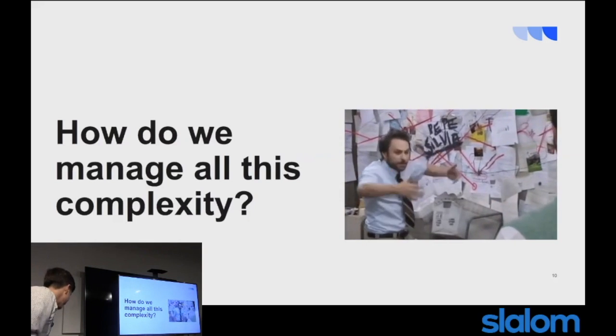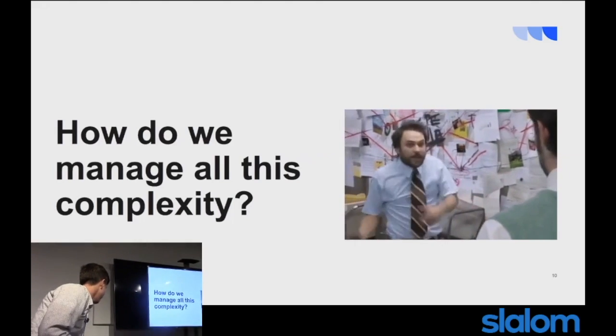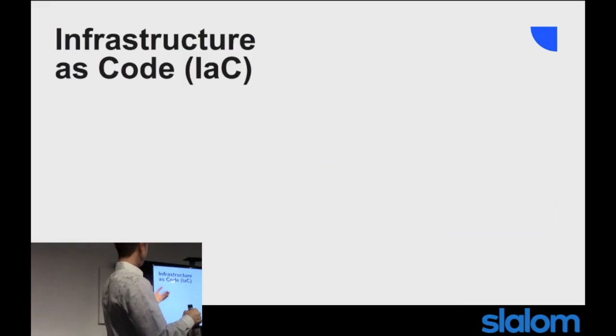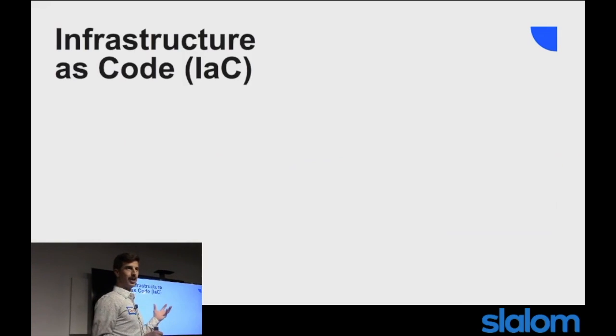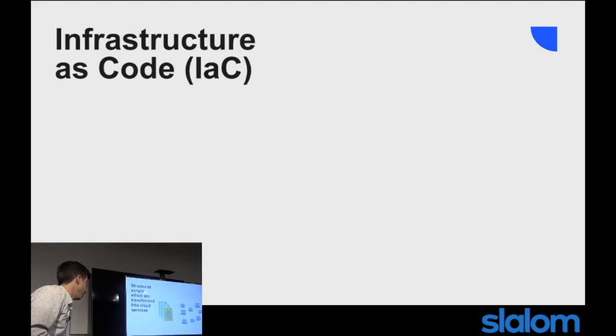So we're dealing with this complexity, and we have to figure out what to do. This is where the concept of infrastructure as code comes into play. We've seen all this complexity starting to take place, and we're trying to figure out how to manage it and make it repeatable. So what is the concept of infrastructure as code?